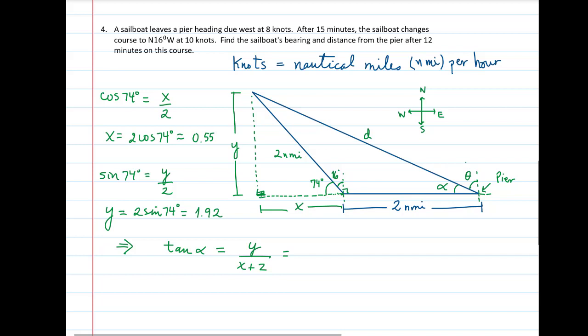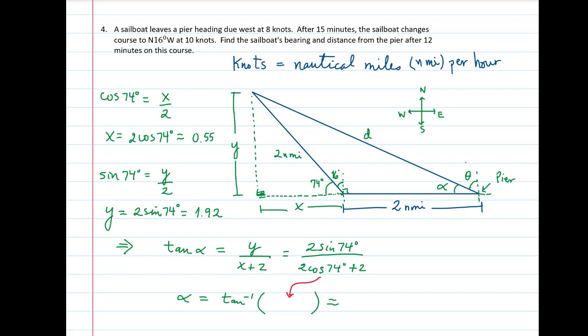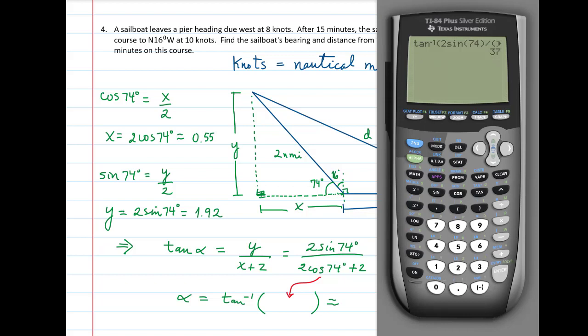But to plug them in here, since we're going to have to do more rounding, I'm going to use the exact thing the x and y are and put the whole thing in the calculator. So y is 2 sine of 74 degrees, and we're going to divide that by x, which is 2 cosine of 74 degrees, and then plus 2. So alpha would be equal to the tangent inverse of this whole thing. Once we put that in the calculator, now we can round because we're going to have to get an angle there. After putting it in the calculator, we actually get a nice 37 here, right?